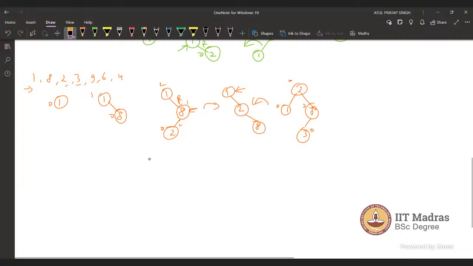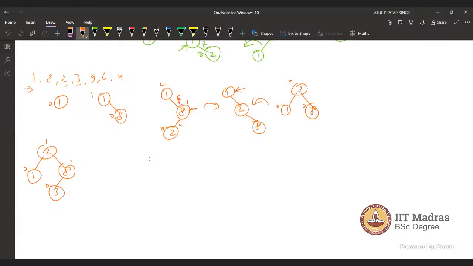Just create the new part. So now we will add 2, 1, and 8, and this is 3. So this is the balance vector 0. This is 1. Okay, so this is 0. Now this is 1 and this is 2. So 1 minus 2, this is 1.